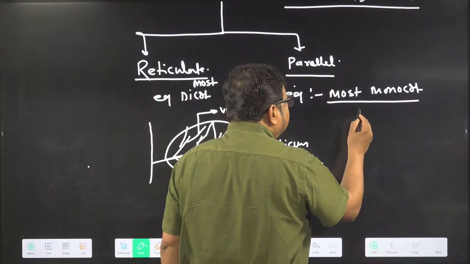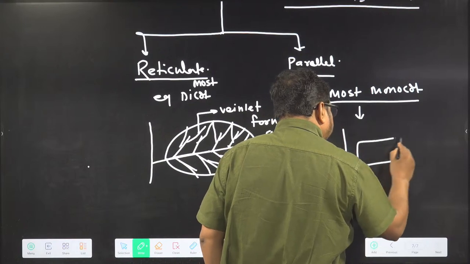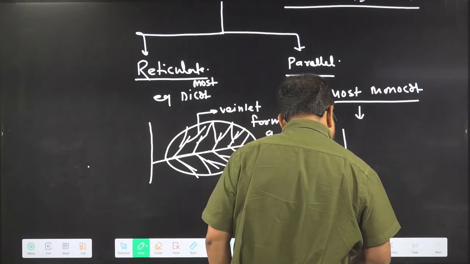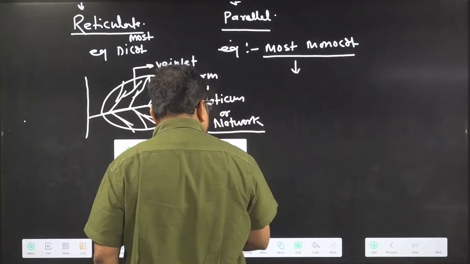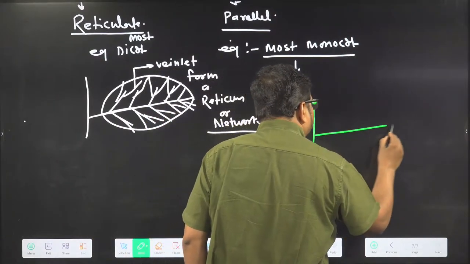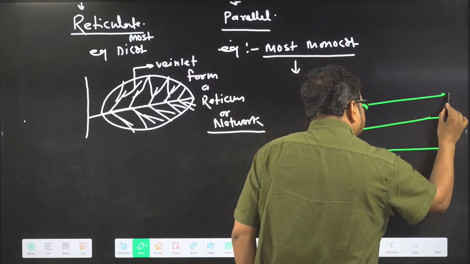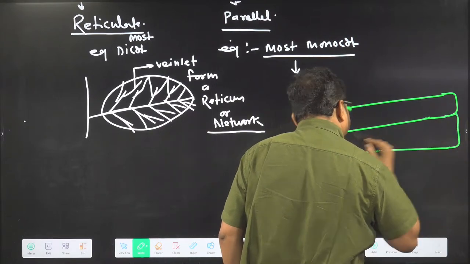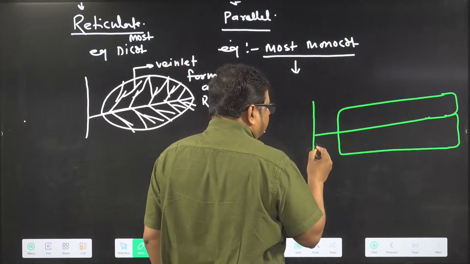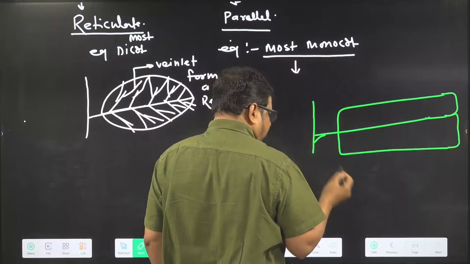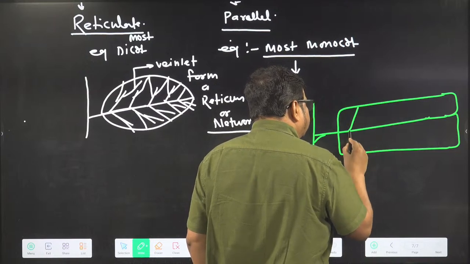Now in parallel venation in monocots, what are we finding? Suppose that this is a monocot leaf. If I am making a leaf, let me make it in green color, so it looks somehow more aesthetic. So look here, this is a monocot leaf. Suppose that it is a banyan leaf. Understanding the idea or not? So the leaf base is what? Seedhi, straight. Getting the things or not? And what you are finding here, such kind of condition we are finding.